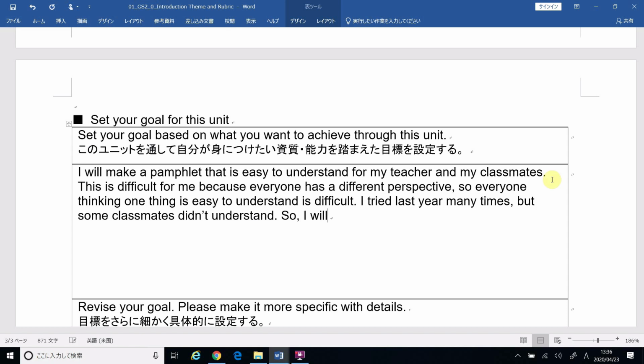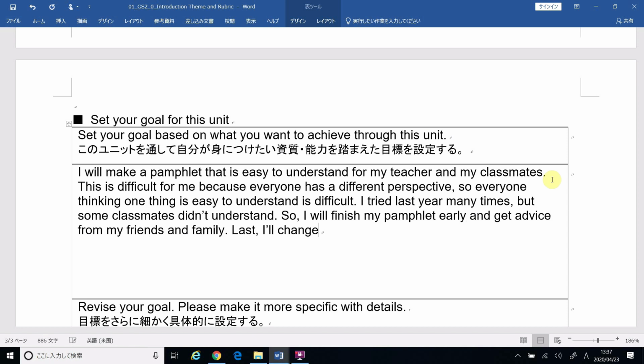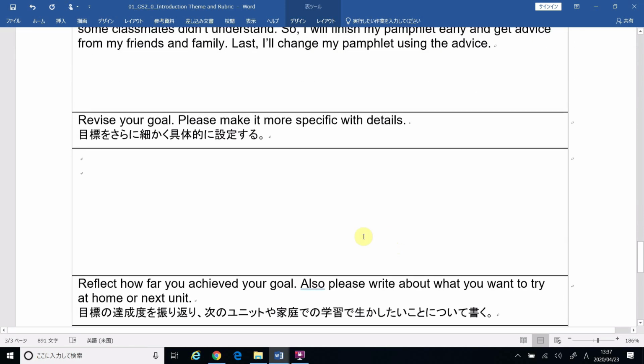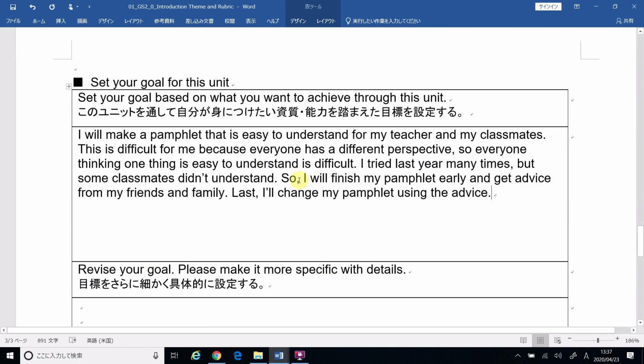So I will finish my pamphlet early and get advice from my friends and family. Last, I'll change my pamphlet, change my pamphlet from the advice, using the advice. Okay, I think I'm finished writing my goal. I think this goal is challenging for me. Later on, I will revise my goal. But for now, I'm finished.